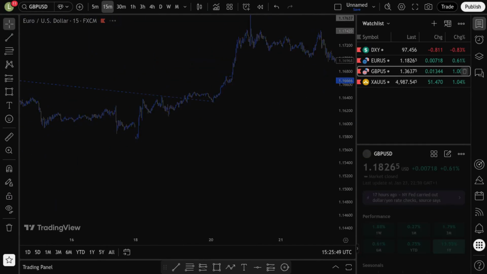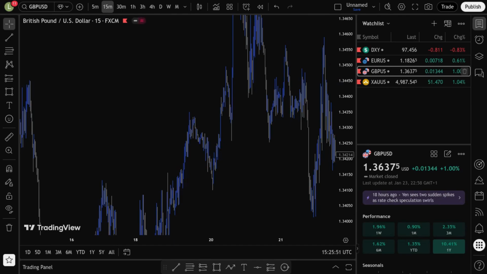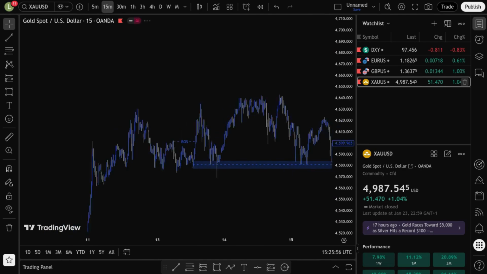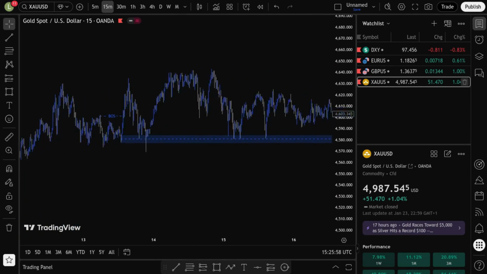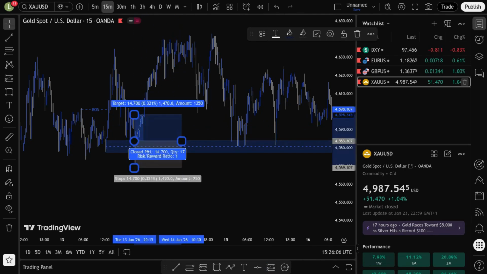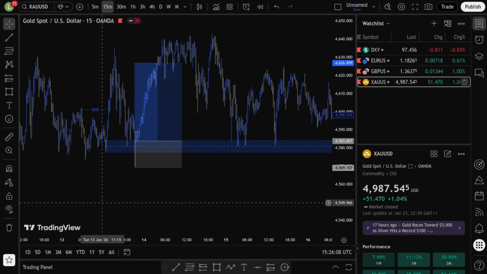Okay, so let's go to GPU. Let's go to gold, which is one of the most traded pairs in the world, and you can see how smart money concept played out here, right, on gold. This is our entry points, right?